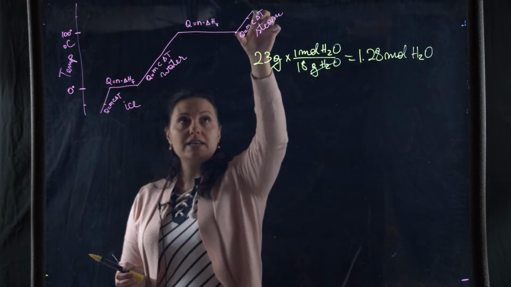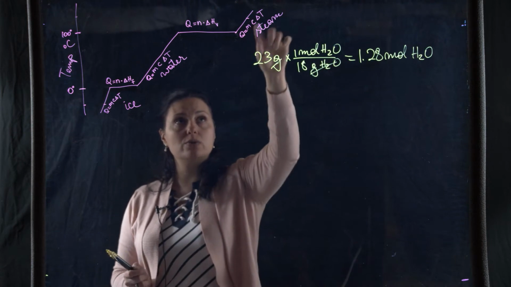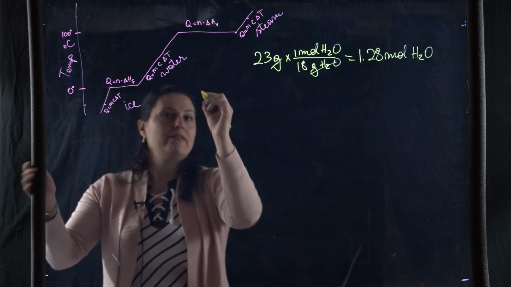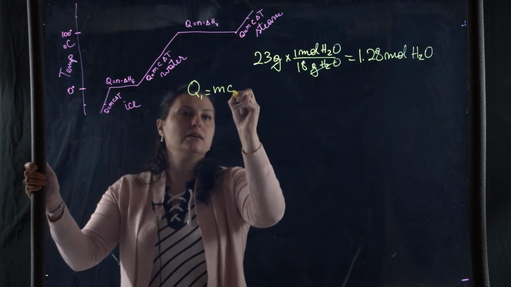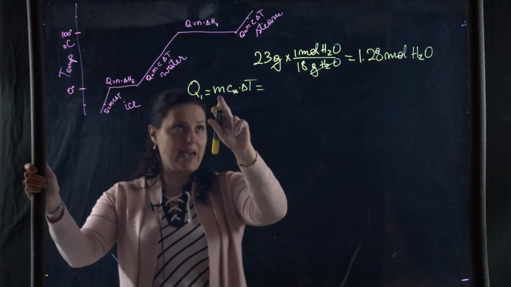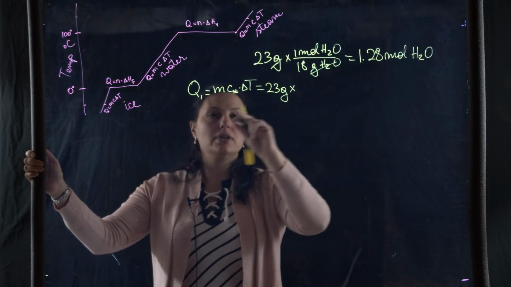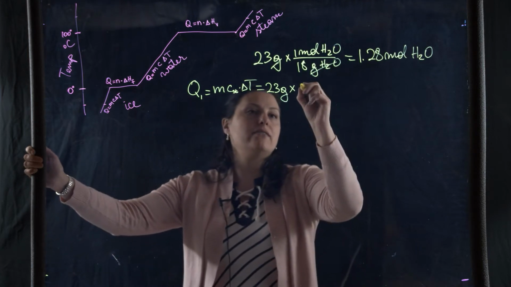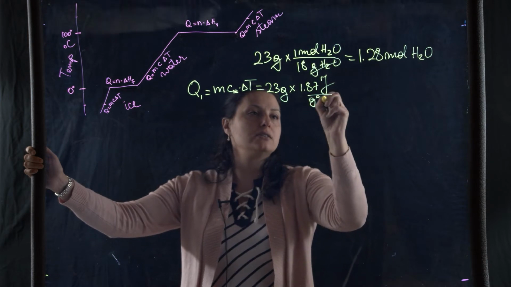For these, as I said, the slope parts of the graph, I'm going to be using Q equals MC delta T, but the C is that of steam. So my first step is equal to MC for steam times delta T. Now let's look at this. The mass is 23 grams times the C for steam, which is 1.87 joules per gram degrees Celsius.